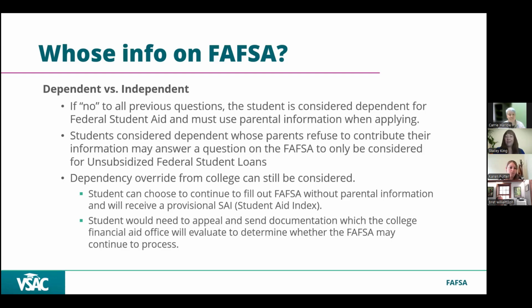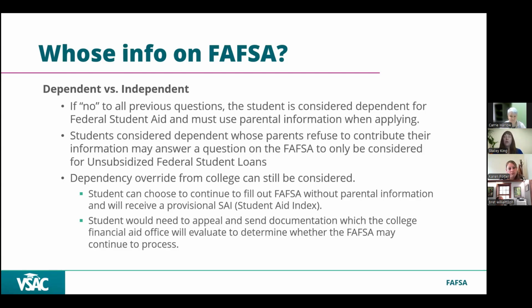Students that are considered dependent, but whose parents refuse to contribute information, now have the opportunity to answer a question on the FAFSA to say that and to be only considered for unsubsidized federal student loans. They are not eligible for any grant aid because you have to provide parental income if you are dependent. They can, however, still borrow a federal student loan.